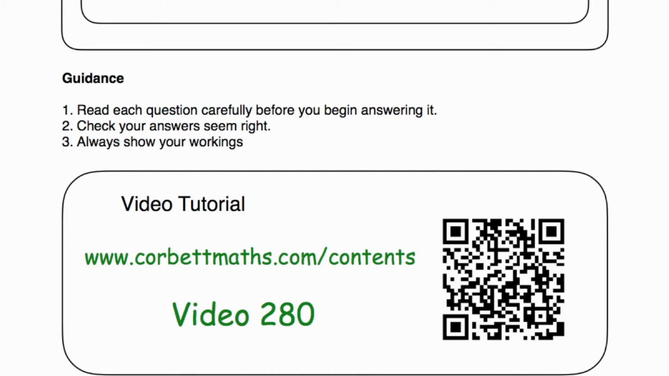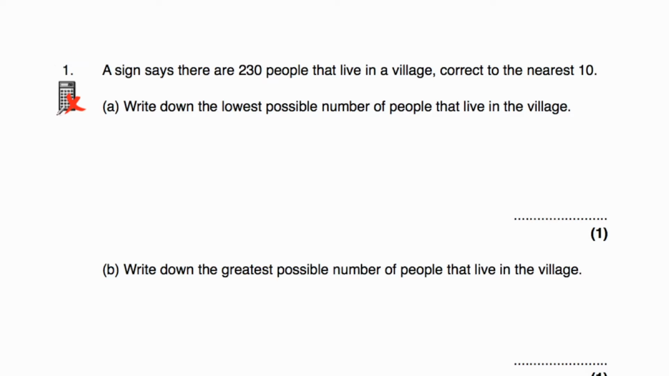Okay, let's get started. Question number one says, a sign says there's 230 people that live in a village, correct to the nearest 10. We've been asked to write down the lowest possible number of people that live in the village. So when we round the number of people to the nearest 10, we get 230.